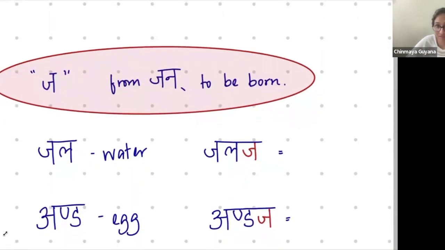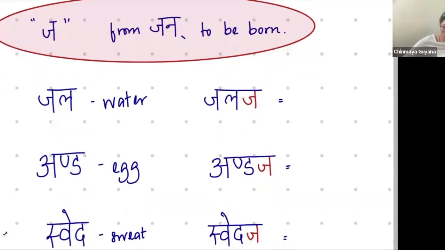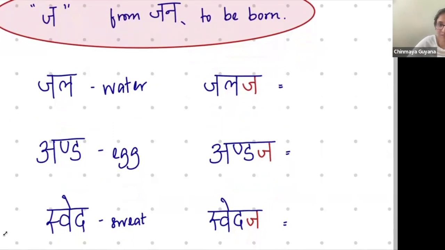Okay, now see. Anda means egg. So Andaja will be what? What is born from an egg? Birds. So Andaja is another name for a bird. Cool, isn't it? I think it's so cool. Okay, let's do a couple more. Sveda. Sveda means sweat. You don't need to write this. This is just for your understanding of verb roots, right?